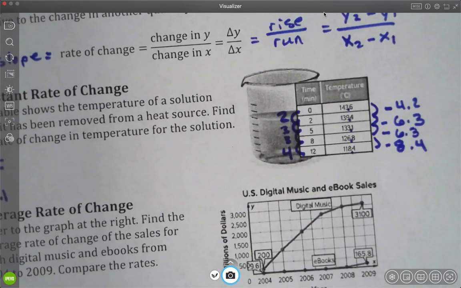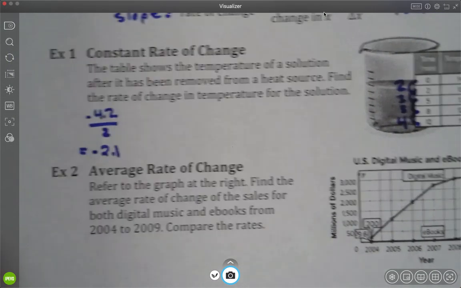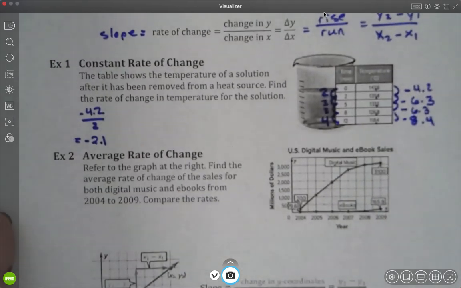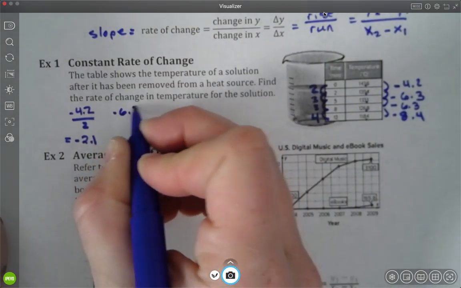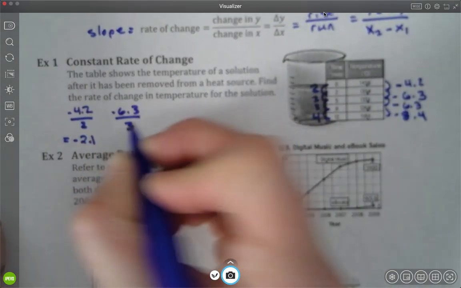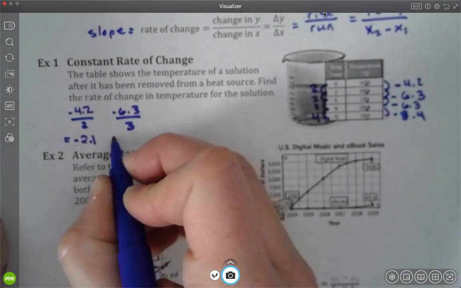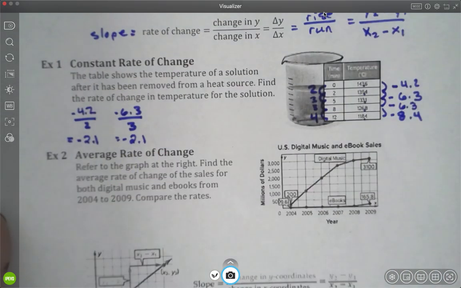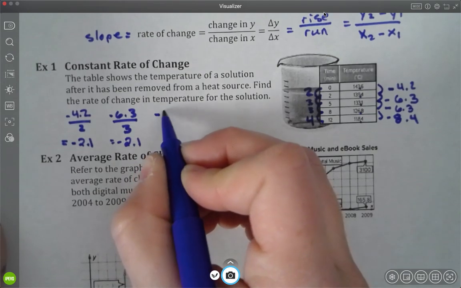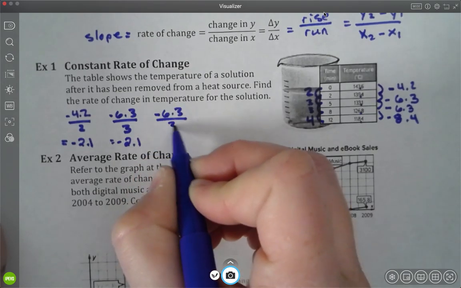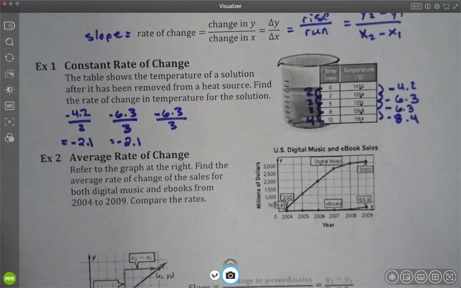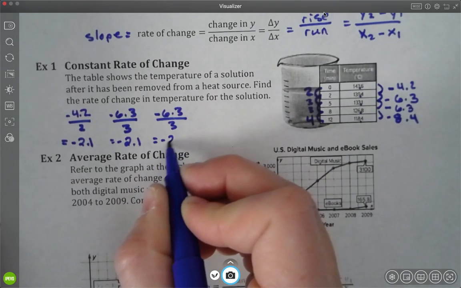Negative 2.1 if you divide. Ooh, wait, there we go. Negative 2.1. Okay, now let's do the same thing. We have negative 6.3 and we divide by 3. That is negative 2.1. Okay, and we have negative 6.3 again, and we divide that by 3 again because that's my next interval, and that's negative 2.1.